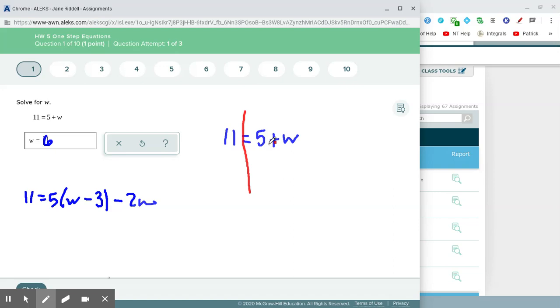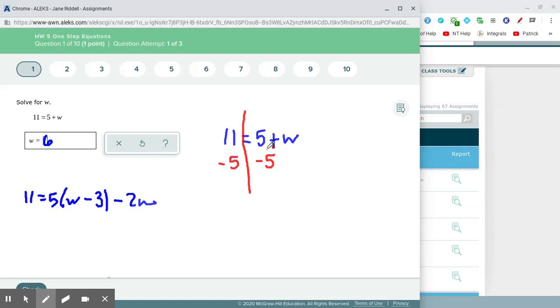So we want to get rid of this 5 plus. We want to get rid of this 5 that we're adding to w. So how do you get rid of addition? Well, what's the opposite of adding? It's subtracting. So what we're going to do on this side, instead of adding 5, we are going to subtract 5. Now, if we're going to subtract 5 on one side of the equal sign, to make sure this is an equation, it needs to stay balanced. If we're going to subtract 5 over here, we have to subtract 5 over here.